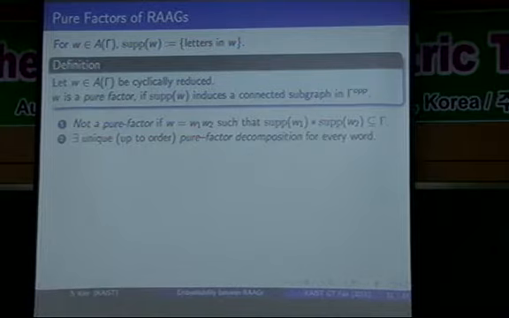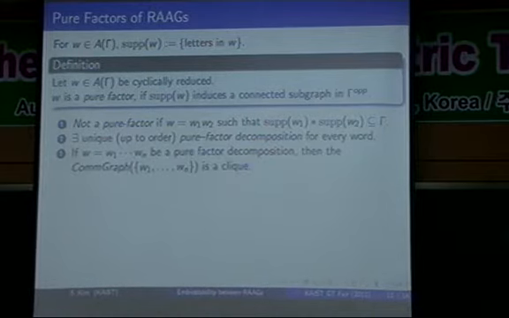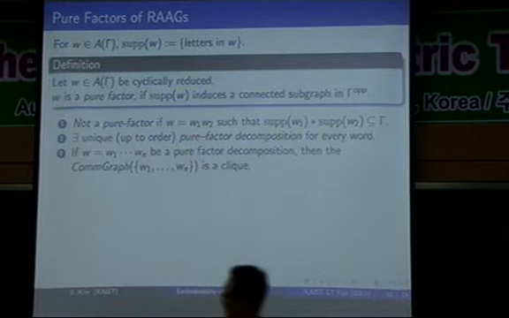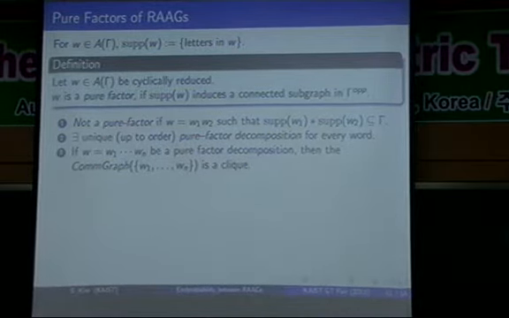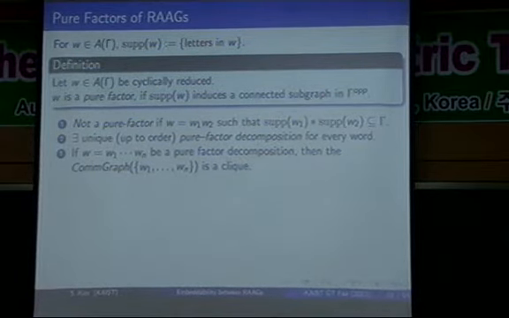And there is an essentially unique pure factor decomposition of every word, and the process is already described, collecting with respect to their colors. For pure factors, we're going to define the commutation graph. We have already defined what the commutation graph is. And if you have a pure factor decomposition, then the commutation graph of those pure factors will be a clique. That's obvious because we collected with respect to their colors. So W1 commutes with W2, W1 commutes with W3, and so forth. Every pure factor will commute with any other pure factor of a given word.